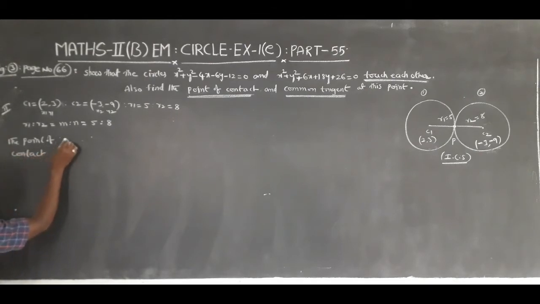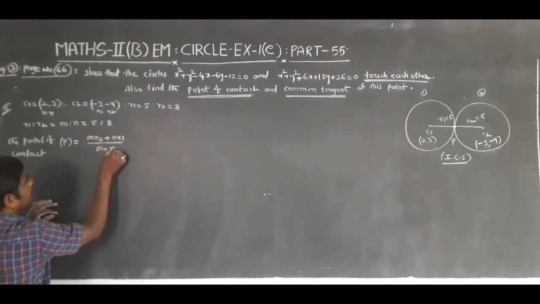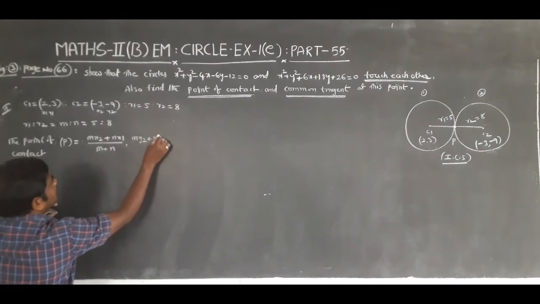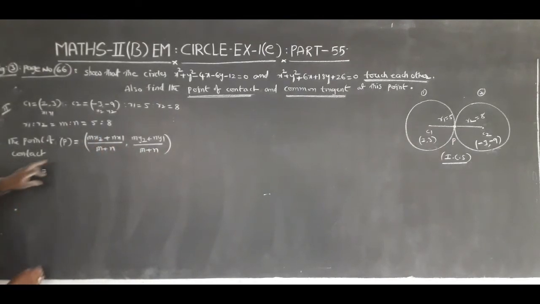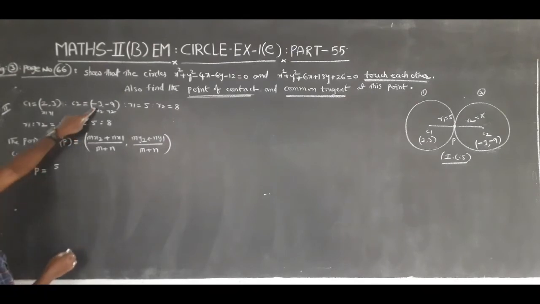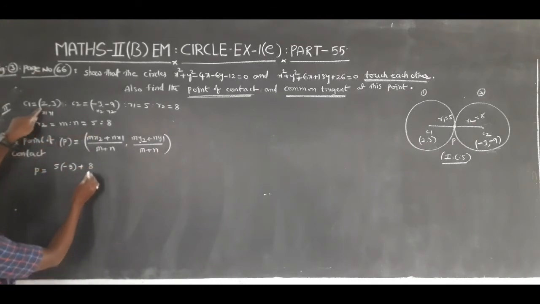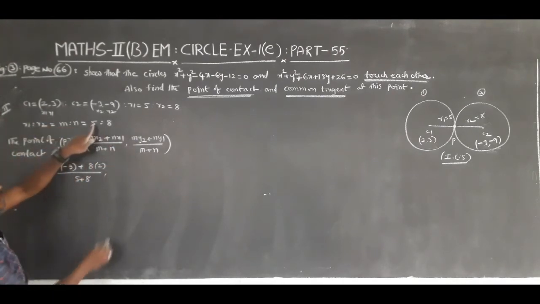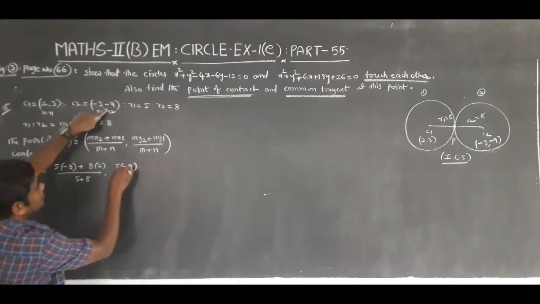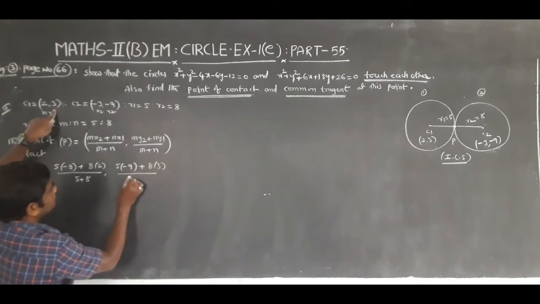The point of contact is called the internal center of similitude, which is equal to (mx2 + nx1)/(m + n), (my2 + ny1)/(m + n). Here m = 5, x2 = -3, n = 8, x1 = 2, over m + n, that is 5 + 8. And m = 5, y2 = -9, n = 8, y1 = 3, over m + n, that is 5 + 8.